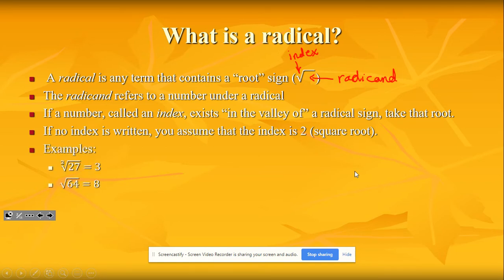Here's some examples. Now the first one is the cubed root. You can see the 3 as the index. And so the cubed root of 27, you can put that directly in a calculator and you get 3. The square root of 64 is 8.